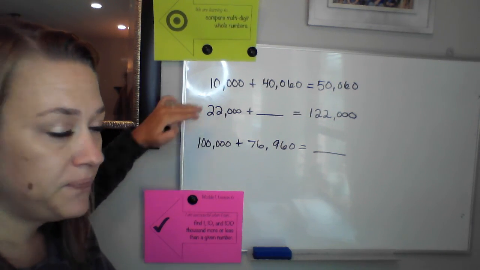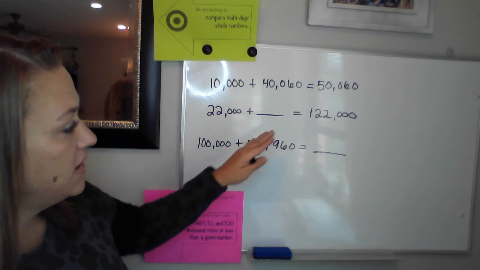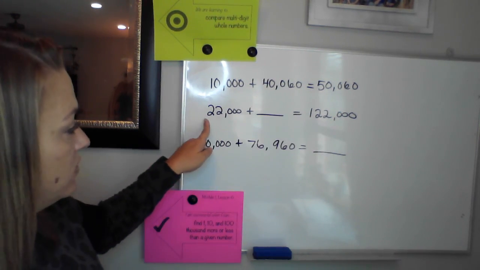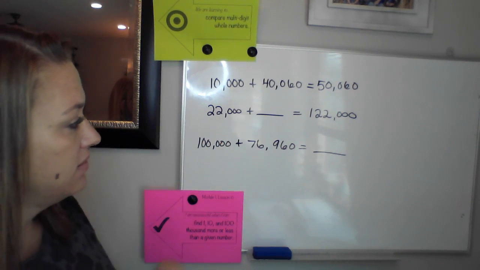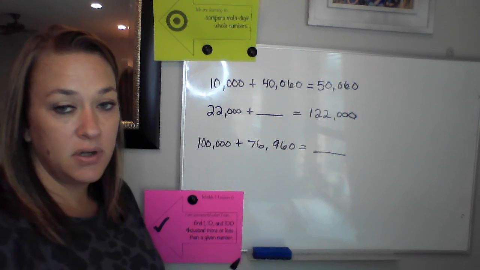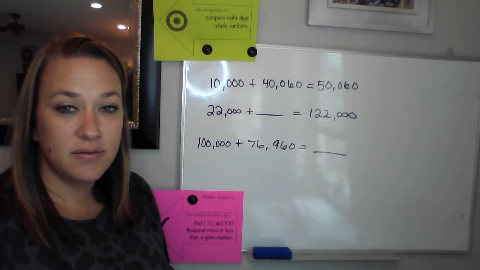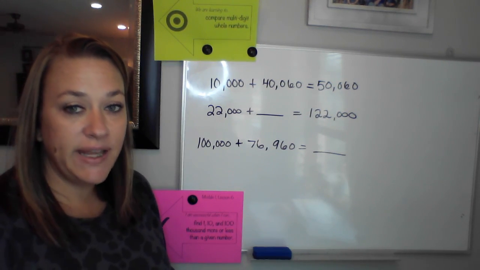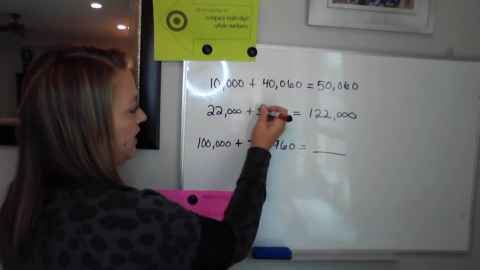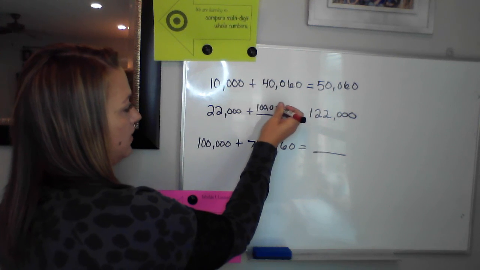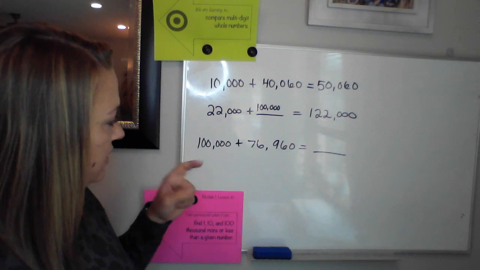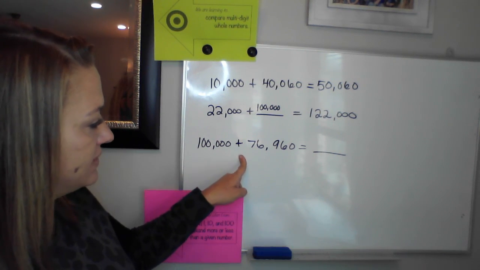10,000. Okay. This one, I have the answer already. We're going to try to figure out what did we add. If I have 22,000 plus a blank equals 122,000, what did they add? They only added 100,000. So in our blank, we would add 100,000.